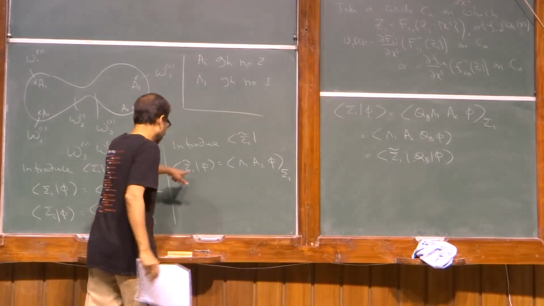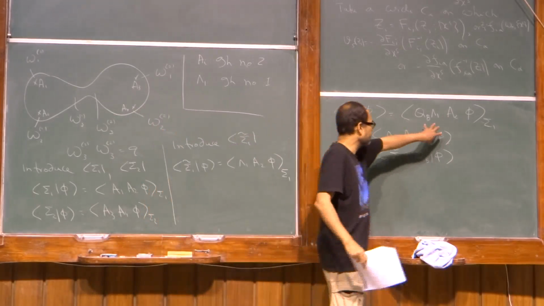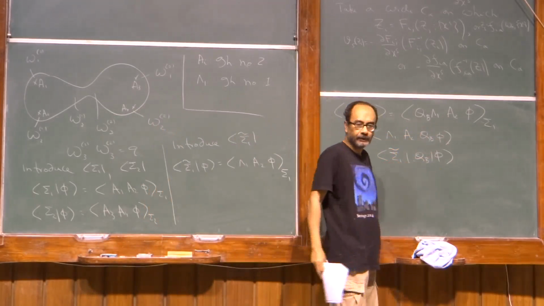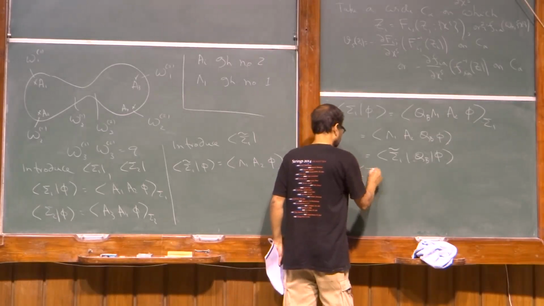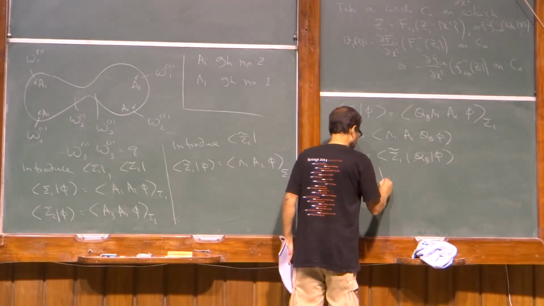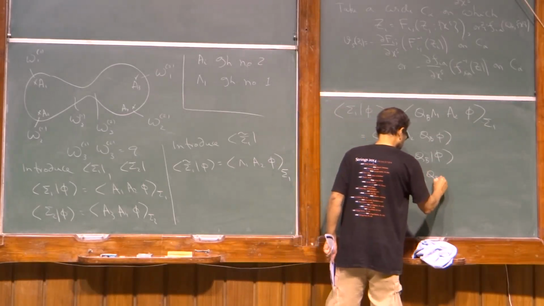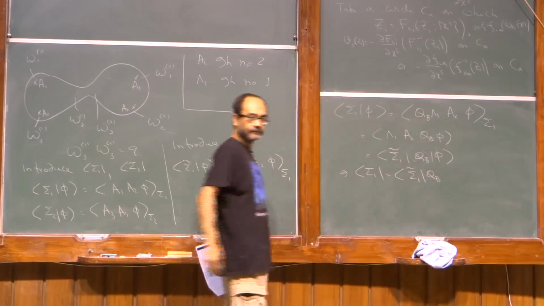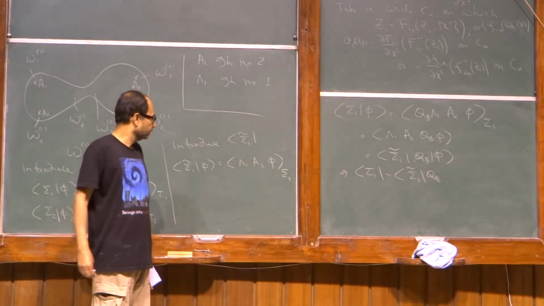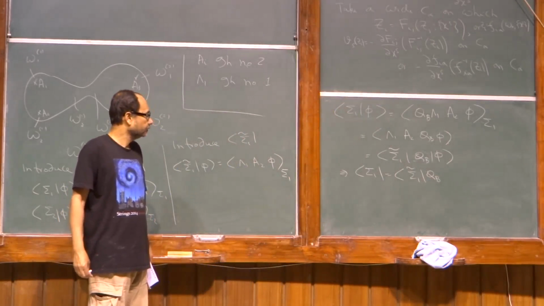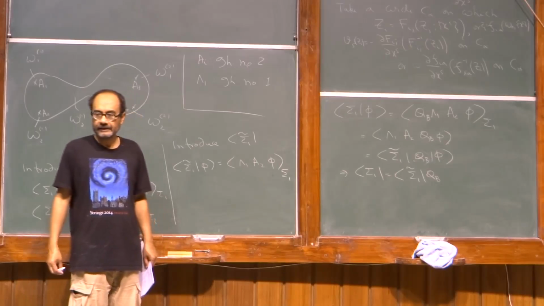Look at the definition of sigma 1. For any state phi, it is this. Here, phi has been replaced by QB phi, so this is sigma 1 tilde QB phi. So this tells us that sigma 1 is sigma 1 tilde QB. Is that clear?